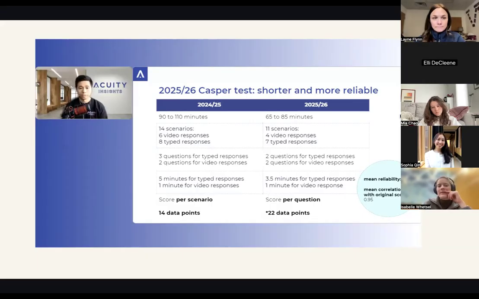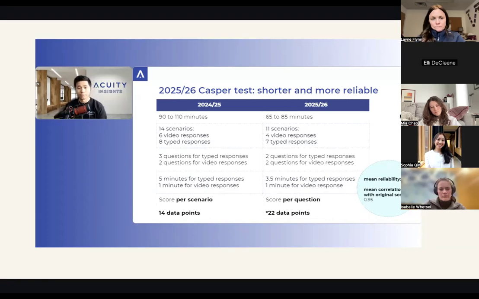And for the video response sections, ones where you answer by video, there's no change there. You still have 2 questions, 1 minute for each of those individual questions. And finally, the reason we were able to maintain Casper's psychometrics and even improve its reliability, despite it being shorter, is that raters would now be giving a score for each question. So previously, a score was given for each scenario as a whole, based on how applicants answered all the questions within that scenario. So with this change, that means that Casper will now reflect 22 data points compared to the previous 14 data points.